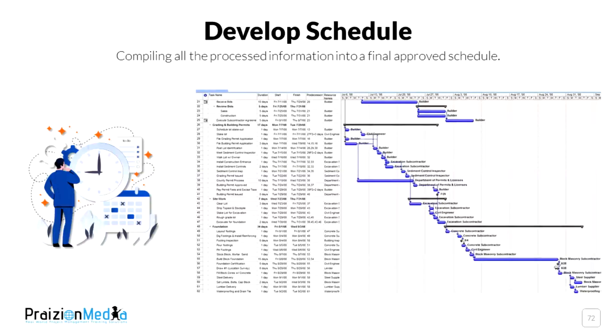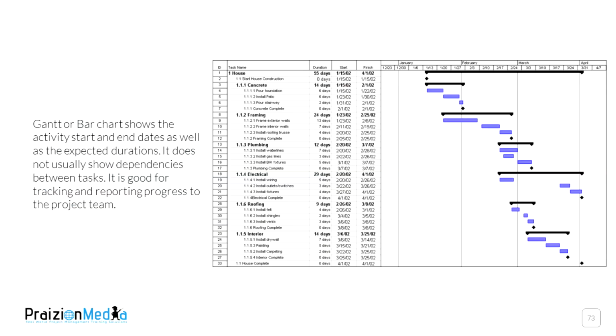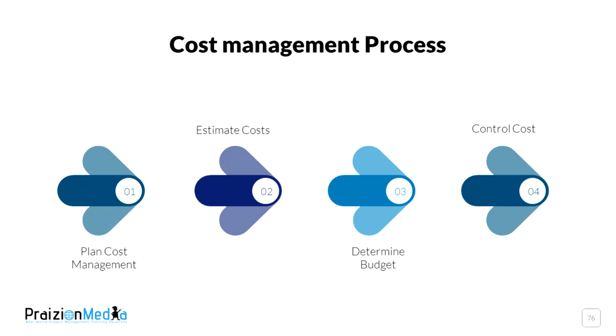So all the components and processes that we've just talked about give us this sum total of information that becomes the schedule, the start and the finish dates for the activities identified, and also the start and end date for the project as a whole. The next process is moving us into cost management. This is called plan cost management.